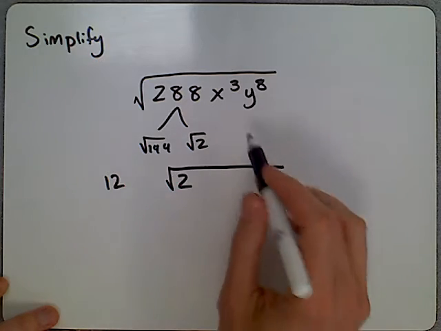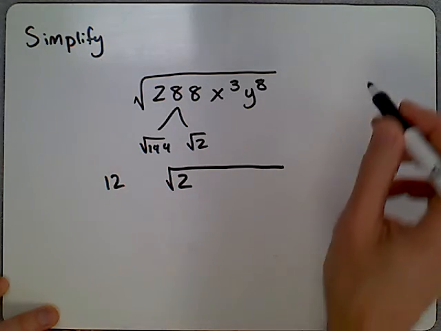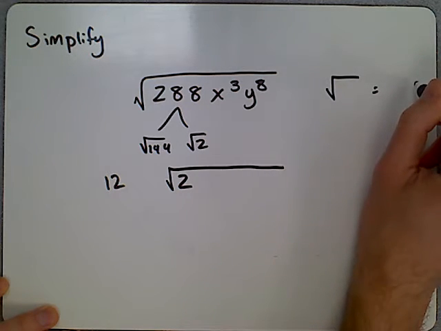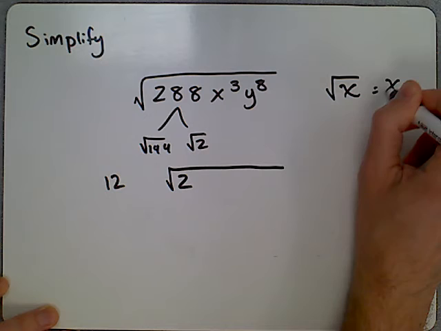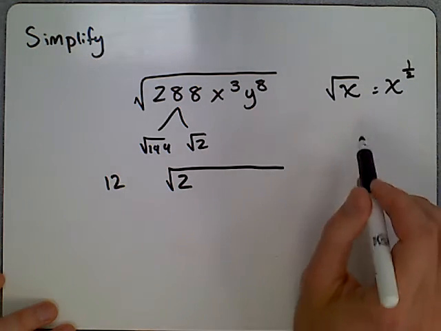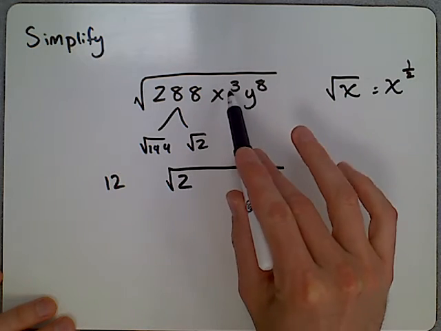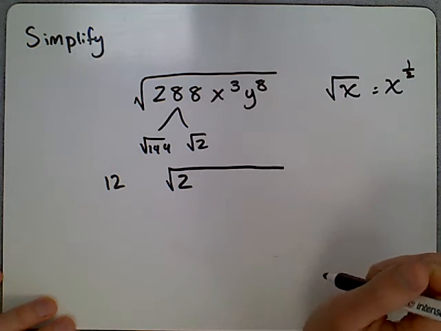Now, for the rest of the problem, what we want to do is remember that the square root of something is the same as taking that same something to the 1/2 power. So when you're doing this question, a way to think of it that's a little bit cleaner is you're going to be taking a half of each of these exponents.